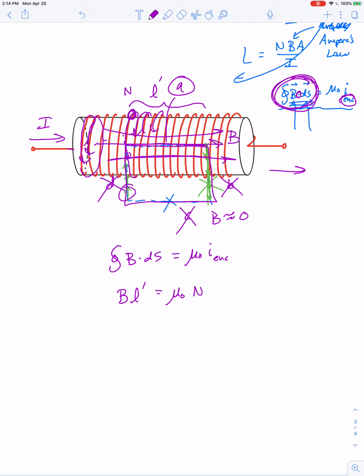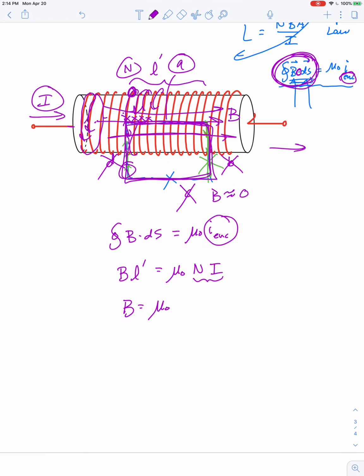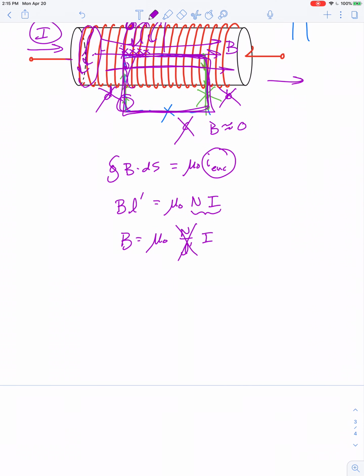And if I multiply the number of windings, capital N, let's see, that's 1, 2, 3. Well, I'm not going to take the time to count them all, but there is some finite number of times that the current passes through my Amperian loop. So if I multiply that number of windings times the current I, that gives me how much current is enclosed. So B is equal to mu naught N over L prime times I. I could replace N over L prime with lowercase n. So B is equal to mu naught times the density of windings times the current. So there we have it, an expression for magnetic field.